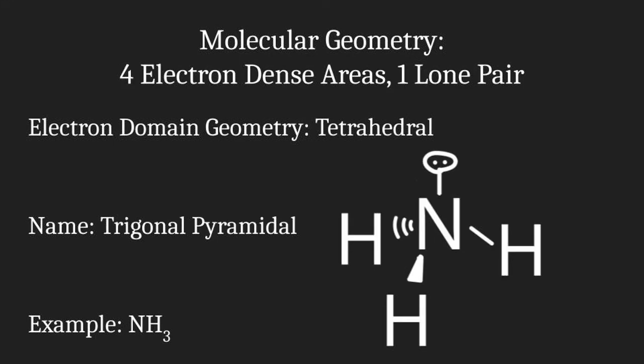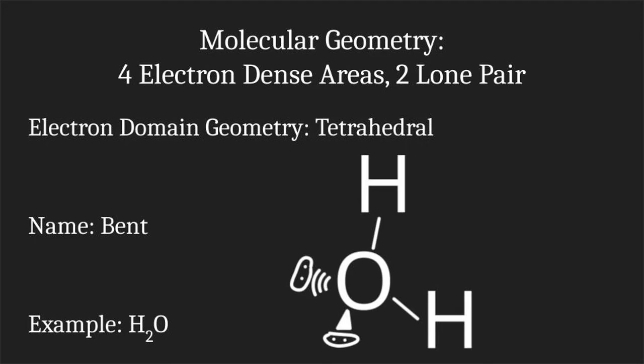Now we are going to move on to molecular geometry with 4 electron-dense areas. So all of these molecules will have a tetrahedral domain geometry. Now the first shape we're going to talk about is trigonal pyramidal, which is 4 electron-dense areas with 1 lone pair. An example of this would be NH3, where that 1 lone pair repels the 3 hydrogens. The other shape when there are 4 electron-dense areas is bent.